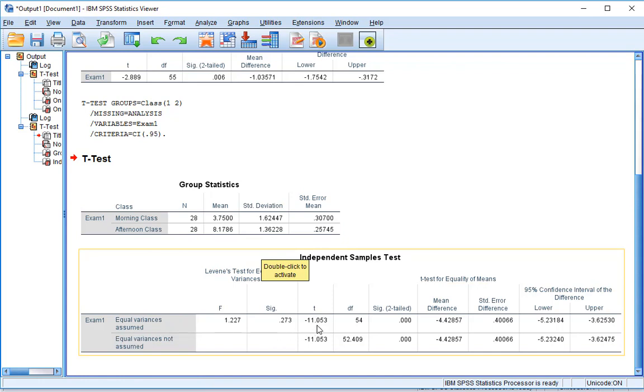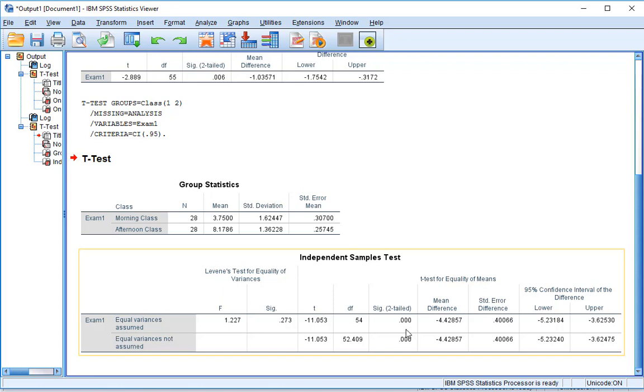We look at our t-score, negative 11.053. Our degrees of freedom is 54. But you'll know that we have 56 participants, but we have two different groups now. So that's why we do n minus 1 for the first group plus n minus 1 for the second group, giving us a total of 54.